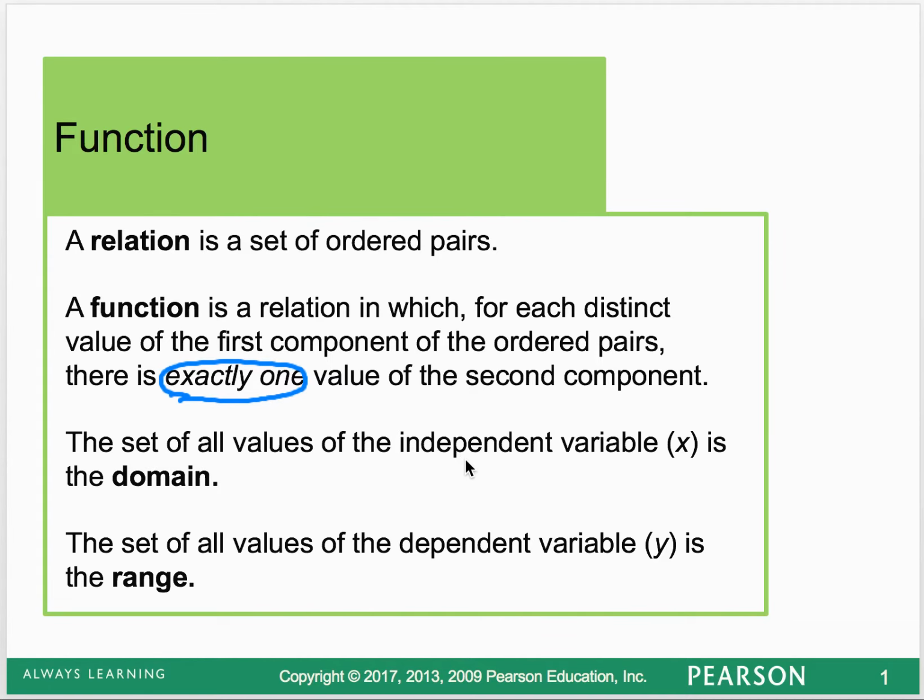The set of values of the first coordinate, that's the x, we call the domain. So the x's are called the domain. The set of all values of the dependent variable, or the second one, the y's, is the range. Remember, ordered pairs take the form (x, y). Just to reiterate one more time, what makes something a function is that every x value corresponds to exactly one y value. Every x value goes to only one y value.